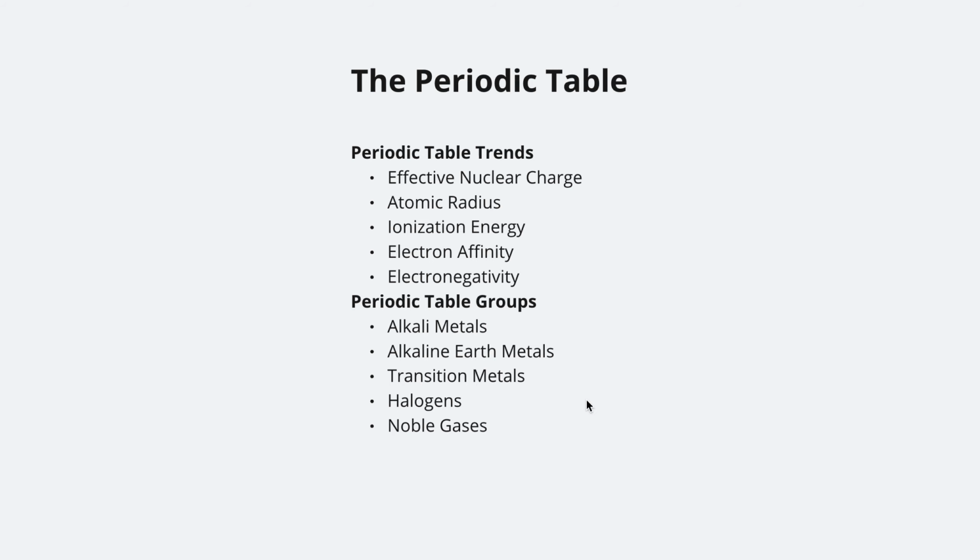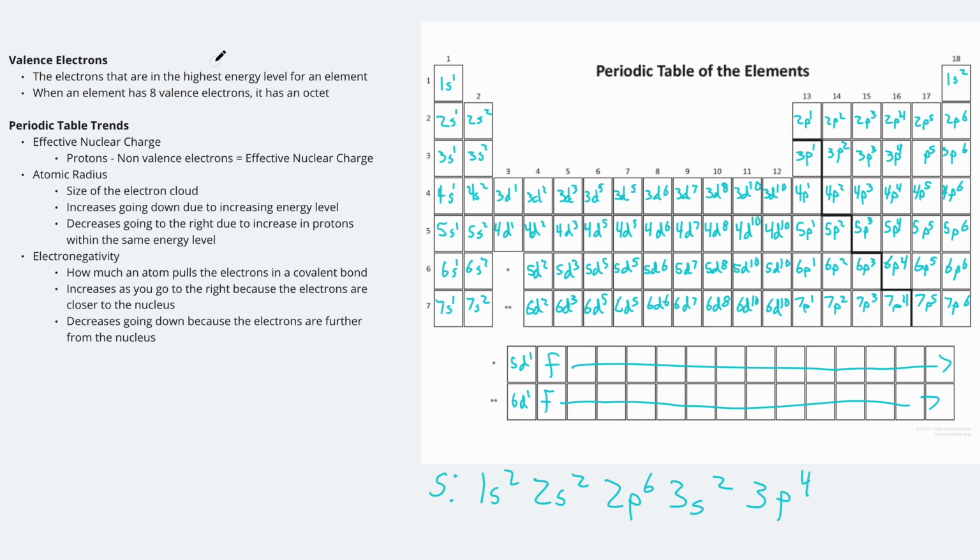In this video, we're going to cover the periodic table trends and then go over the really important groups in the periodic table. First, we need to establish what valence electrons are, and valence electrons are the electrons that are in the highest energy level for an element.